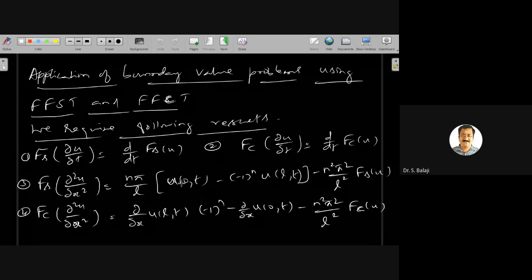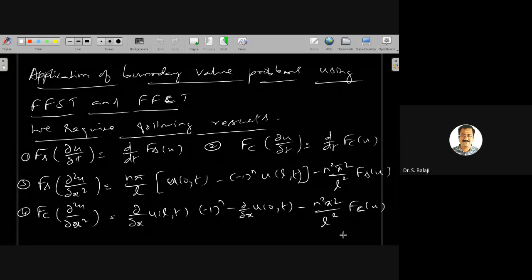You have to remember here. There is no need of proof here. Just remember these three results here. U of 0, t minus 1 whole power n u of L, t, then minus n square pi square by L square Fs of u. For Fourier cosine transform also, this is minus n square pi square by L square Fc of u.